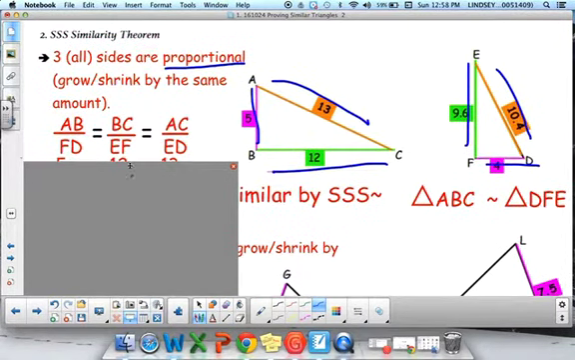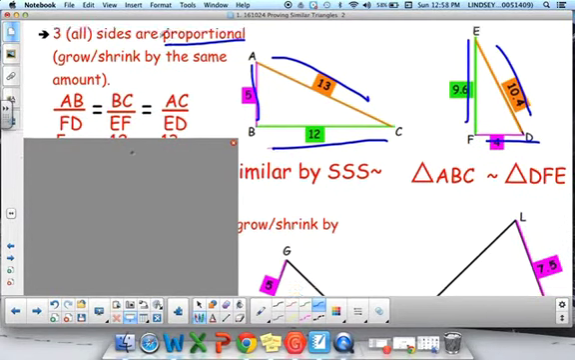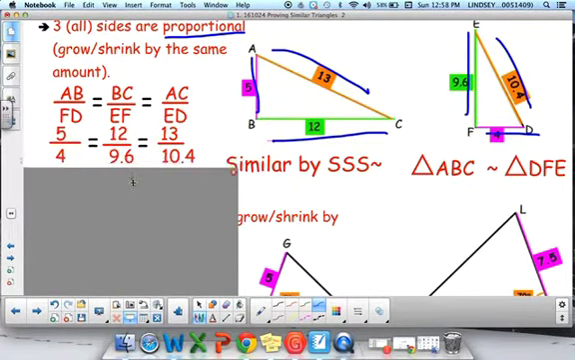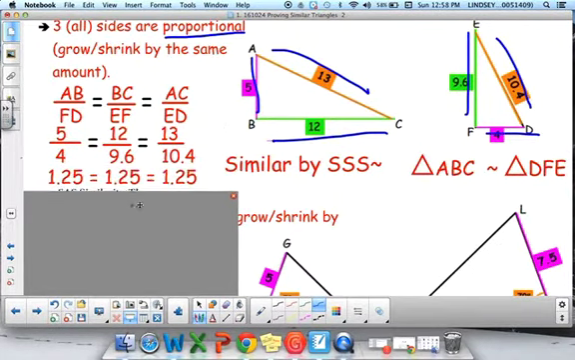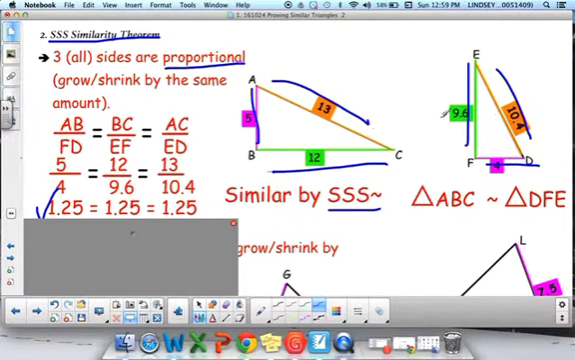When I do this, if all of these equal the same thing, then I can prove they're similar by side, side, side. So let's look. I've got 5 over 4, 12 over 9.6, 13 over 10.4. I just plugged all my numbers in. Well, I have no idea what this means. Well, let's look. When I type this into my calculator, I get 1.25 for every single one. So these two triangles are similar by side, side, side. I know nothing about their angles, and I don't need to, because they're similar just by showing these sides are proportional.